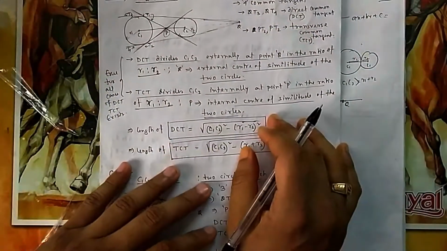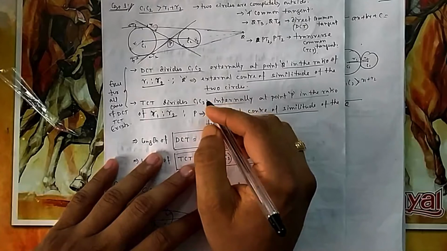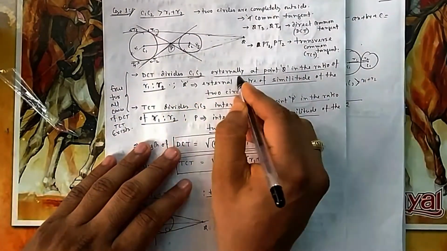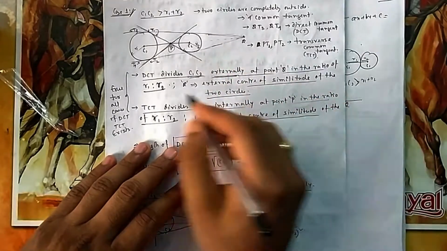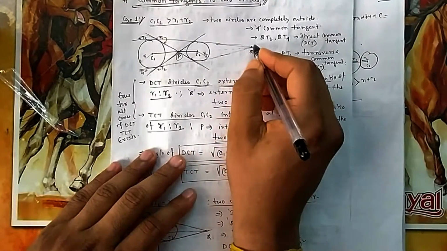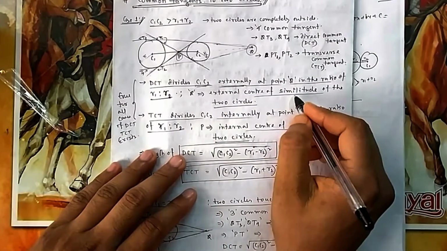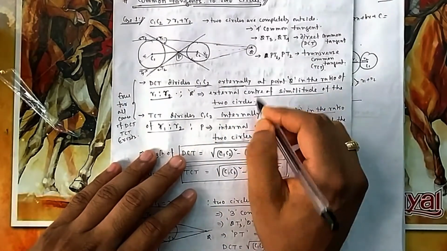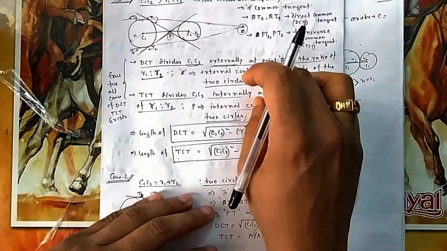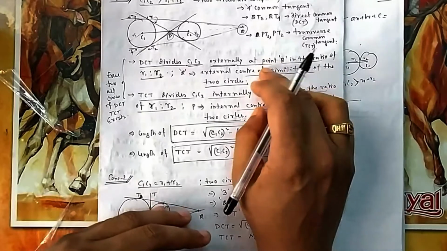We have seen external division in our basic coordinate geometry, internal division, external division. So DCT divides C1, C2 externally at the point Q in the ratio R1 is to R2, same. So that Q also has a name, which is known as the external center of similitude of the 2 circles. The proof is easy. I am not going for it, but you remember this. Remembering this, the geometrical interpretation is very important.